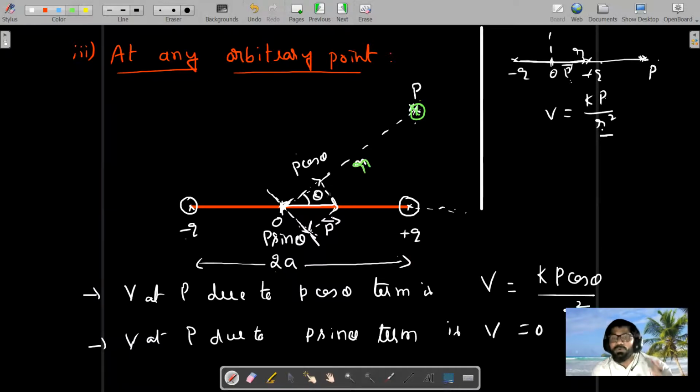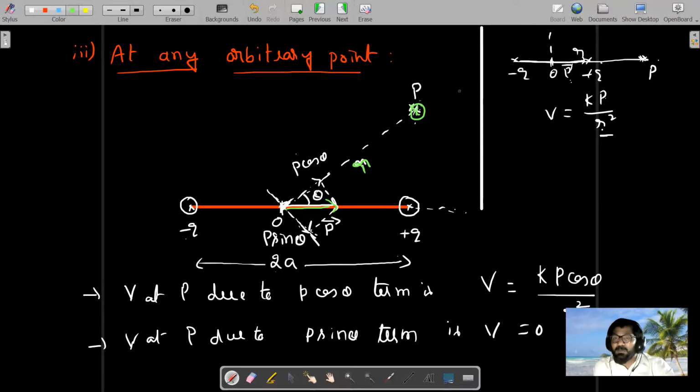So I will give you here the simplest way to find the potential. We know that the dipole moment vector always directs from negative charge to positive charge. So this is the direction of the dipole moment vector, p vector. If you resolve this, you will get a p cos theta term along the line joining the point to the midpoint, and p sin theta along a line perpendicular to this line. Due to this component, we will find out the potential here, and due to the other component, we will find out the potential here. The sum of those will give you the net potential at this arbitrary point P.